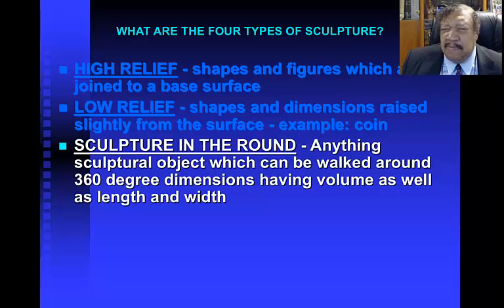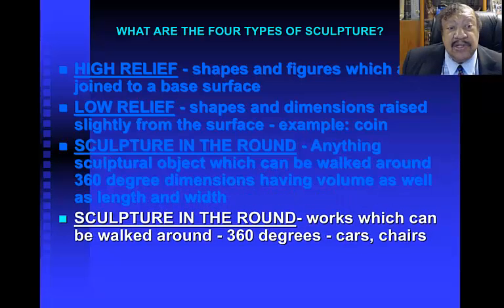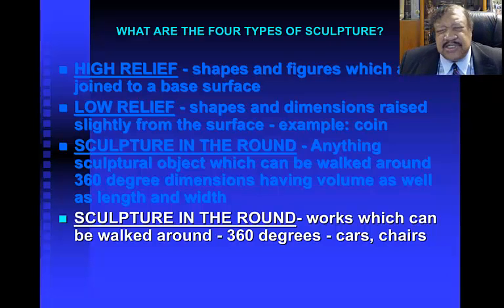But the one that we're most concerned about, most pieces of sculpture, is called sculpture in the round. And sculpture in the round is any object that can be walked around. So it doesn't just include art objects. It's cars, it's chandeliers, it's computers, it's chairs. Whenever you can walk around it, that means you can go around it 360 degrees.